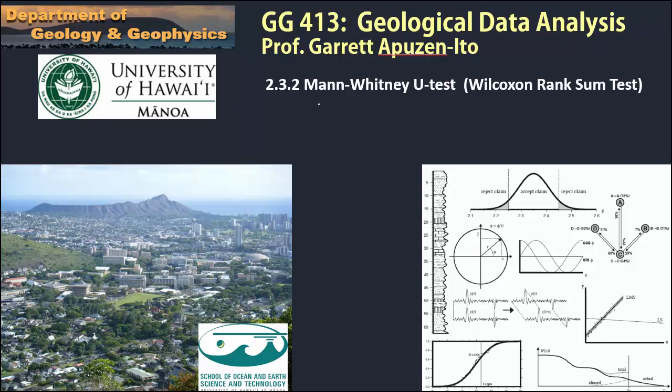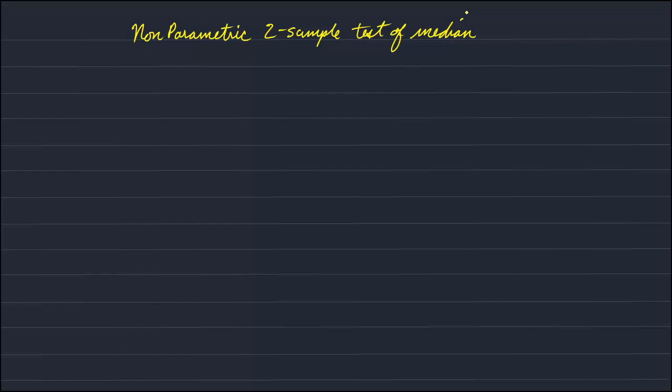This video will cover the Mann-Whitney U-test, or the Wilcoxon rank sum test, and this is covered also in section 2.3.2 of WESEL. Now this test is a non-parametric test, and it's a two-sample test of the median. So this would be applicable to the situation in which we have two samples, perhaps from two different locations, and we want to know whether the medians of the sampled populations are the same or different.